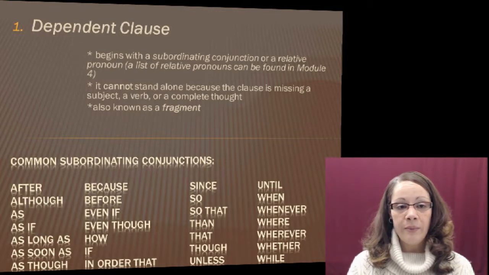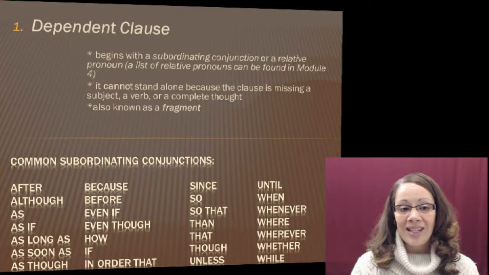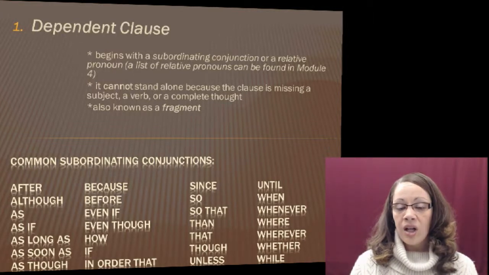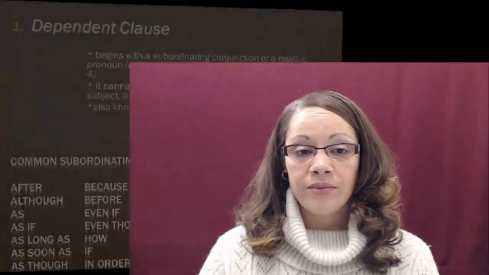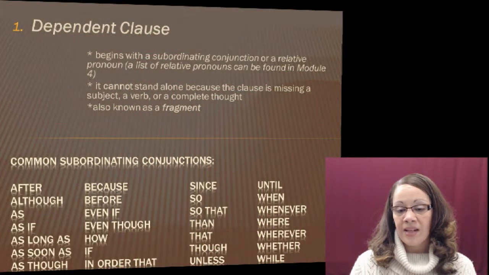And also, a dependent clause cannot stand alone because that clause is missing a subject, it's missing a verb, and it does not express a complete thought. We're actually going to learn a little bit later that a dependent clause is also known as a sentence fragment. And a fragment is not a complete sentence. It does not have a subject or a verb, and it does not express a complete thought. It's only a piece of a sentence. It has to connect with something else to make it a complete sentence.